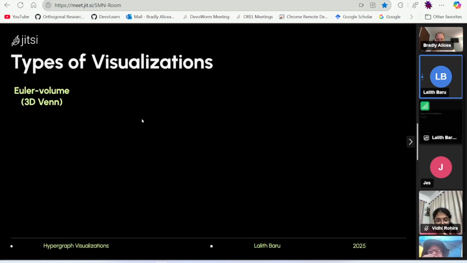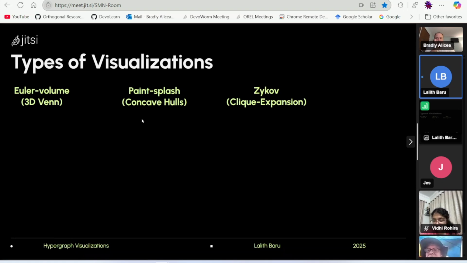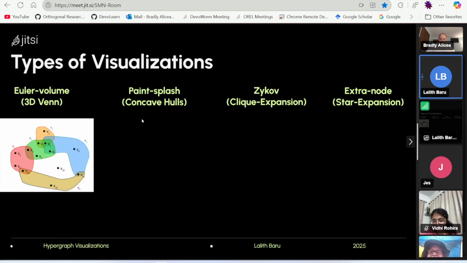One is the Euler volume or 3D Venn diagram type of visualization, or we can use paint splash, which is similar to clay or something. In a mathematical way, we have convex hulls, and the Zykov or clique type of expansions where we see cliques forming exactly in a graph manner, and we have an extra node or star type of expansion. A star looks like connecting all the nodes using lines, but it has the same commonality.